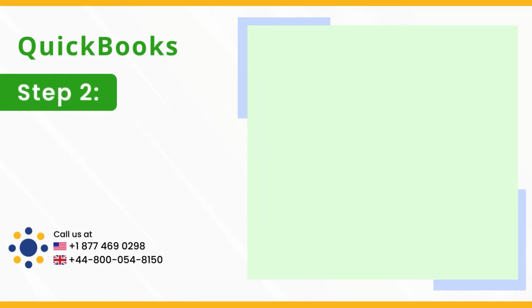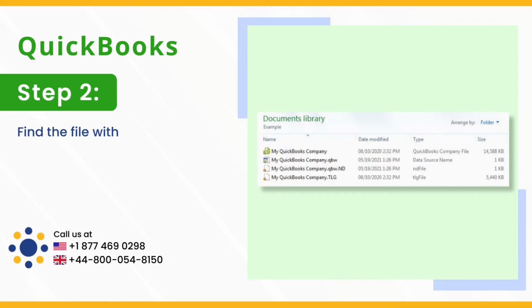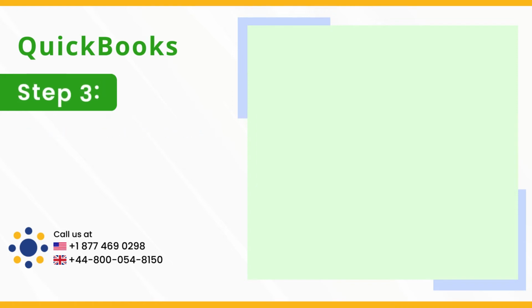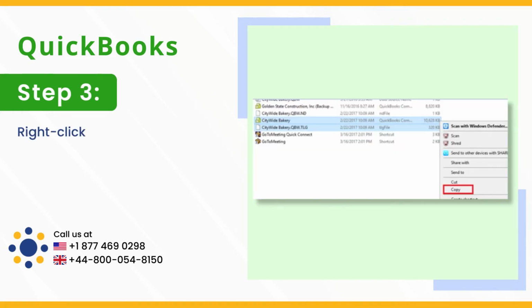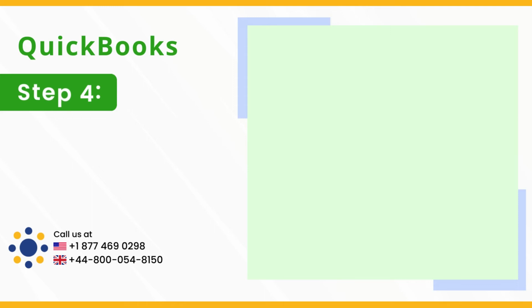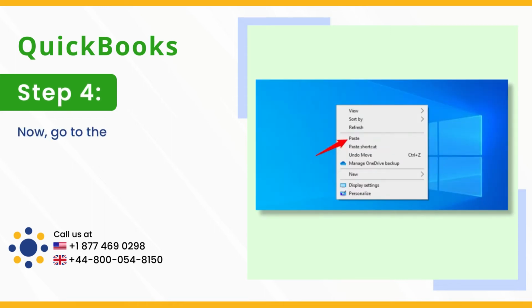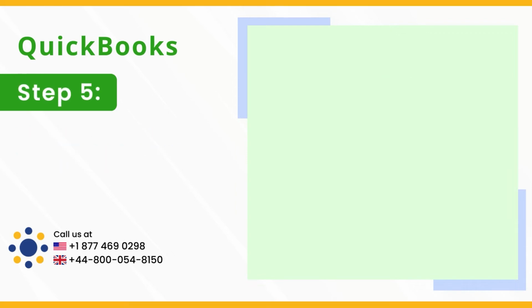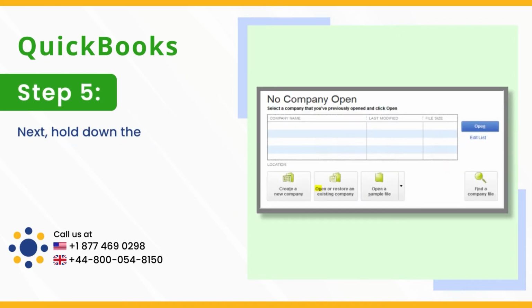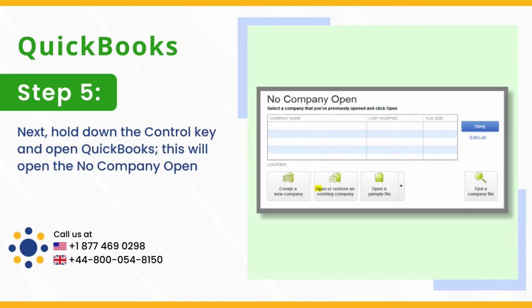Step 2. Find the file with .qbw extension. Step 3. Right-click on the file and select Copy. Step 4. Now, go to the desktop, right-click anywhere and select Paste. Step 5. Next, hold down the Control key and open QuickBooks. This will open the No Company Open window.